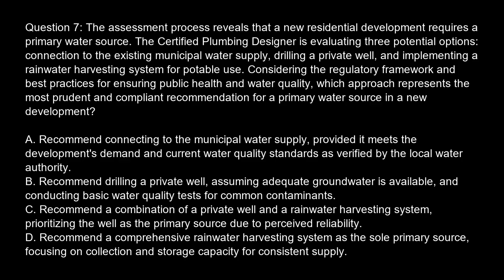Option A. Recommend connecting to the municipal water supply, provided it meets the development's demand and current water quality standards as verified by the local water authority. Option B. Recommend drilling a private well, assuming adequate groundwater is available, and conducting basic water quality tests for common contaminants. Option C. Recommend a combination of a private well and a rainwater harvesting system, prioritizing the well as the primary source due to perceived reliability. Option D. Recommend a comprehensive rainwater harvesting system as the sole primary source, focusing on collection and storage capacity for consistent supply.